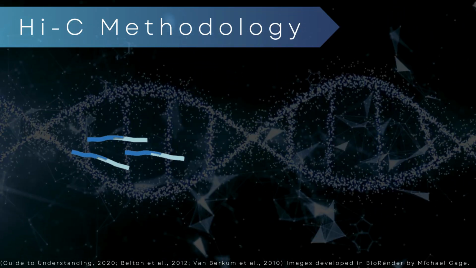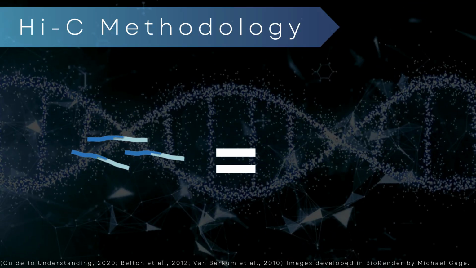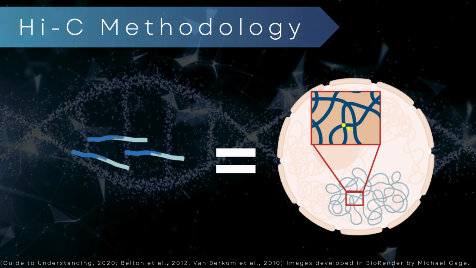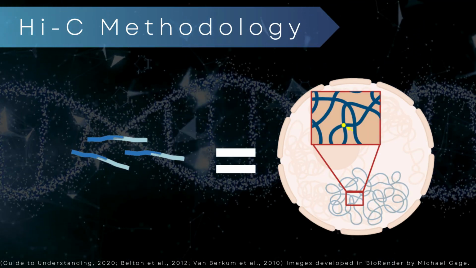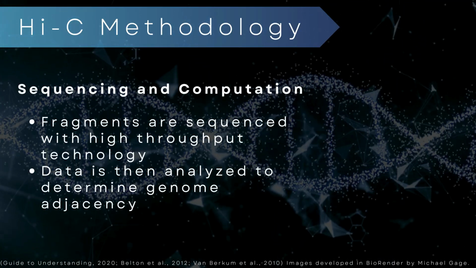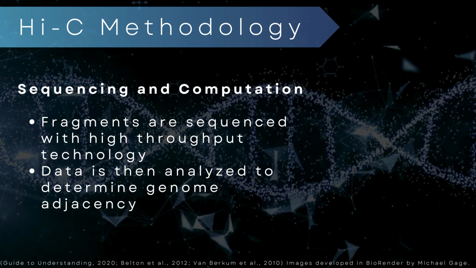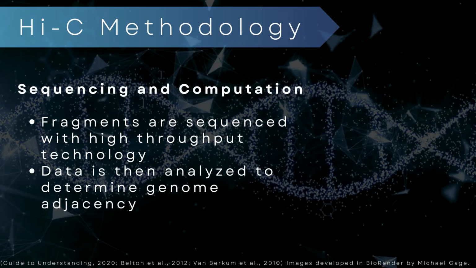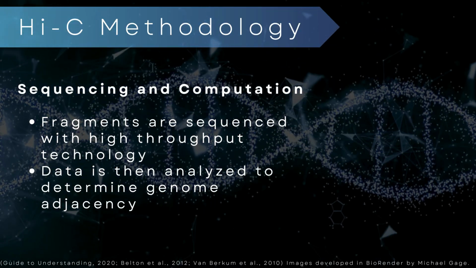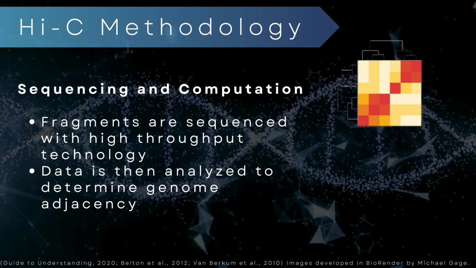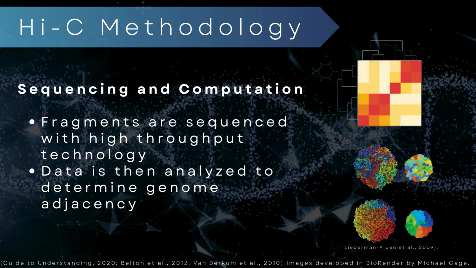Once purified, the samples contain ligated DNA fragments that were physically adjacent in the original chromatin structure. These fragments are sequenced and computationally analyzed to visualize spatial adjacency in the genome. The output of such analysis can be visualized in heat maps and 3D architectural tools.